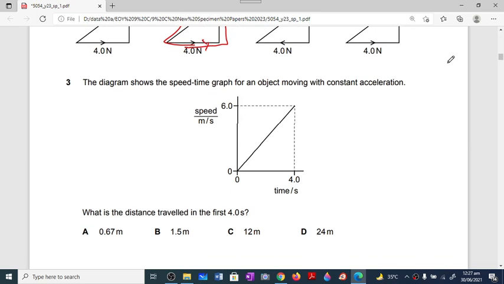The diagram shows the graph for an object moving with constant acceleration. So what is the distance traveled in the first 4 seconds? So this area is the area of the triangle. So 1 by 2, 4 into 6. So then we will get 12. 6 2 and 6 2 means 12 meter. So for this question, option C is the valid option.